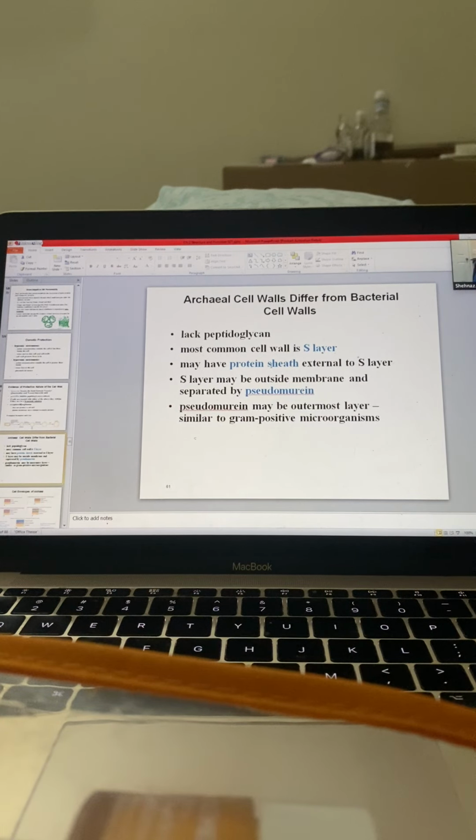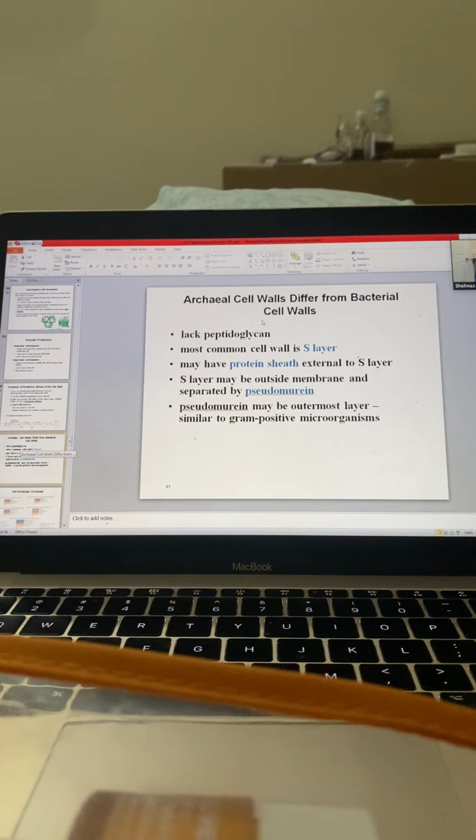They may even have a protein sheath external to the S layer. And inside, an S layer may be outside a membrane and separated by something called pseudomurein. Remember, murein is the word we use for peptidoglycan. So if it is a pseudomurein, it is a peptidoglycan-like structure, but it's not exactly the same. Pseudomurein may be the outermost layer, similar to gram-positive. So there are a lot of differences in different archaea.